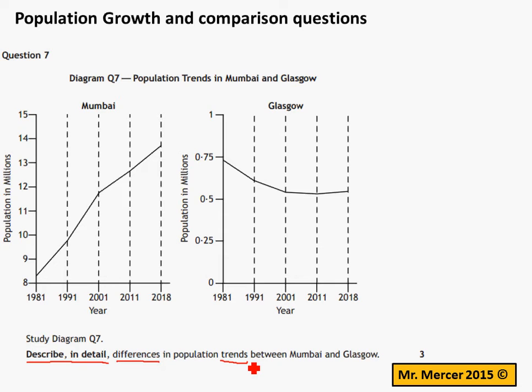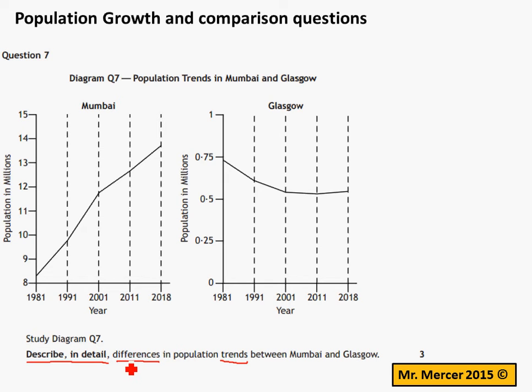Dealing with these in reverse order. Trends, if you're unsure, just means patterns. So we are describing patterns. Clearly, we need to spot the differences between the two patterns, and we need to do that in detail. So, first of all, there's a very structured way of doing this. We are going to make one simple description of the Mumbai graph, and then we are going to make a simple description of the Glasgow graph.